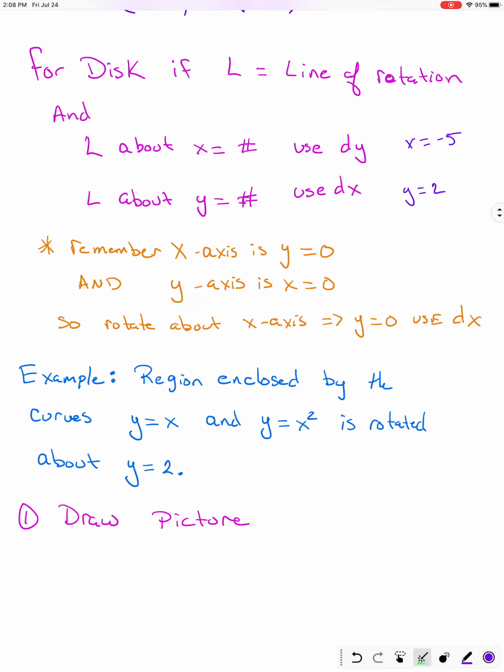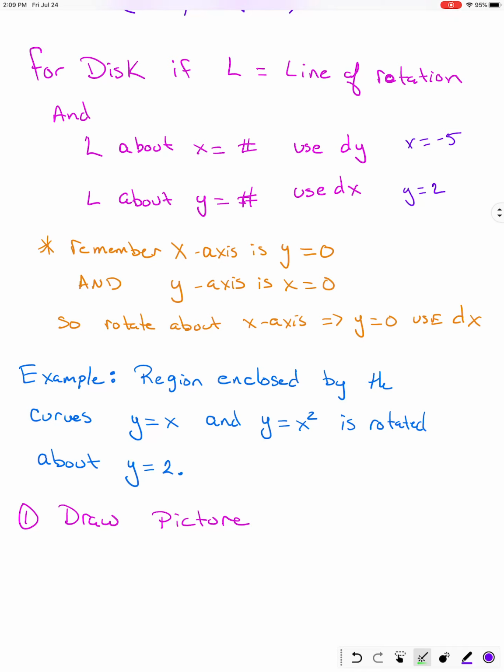So if I am rotating about the x-axis, on your paper, if you have to, cross off the x-axis and write y equals 0, because y equals 0 is the same as the x-axis. So I'm using y equals a number, then I use dx. If I was rotating about the y-axis, that's x equals 0, and I would use dy. So that's one thing that can get you in trouble if you're not careful to remember that.